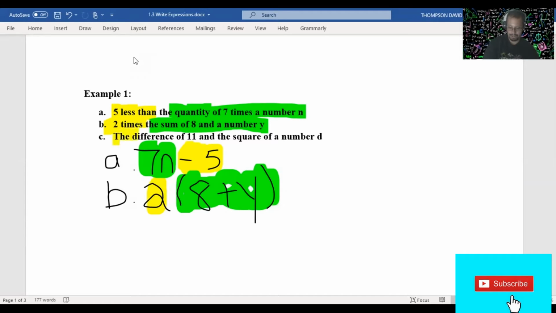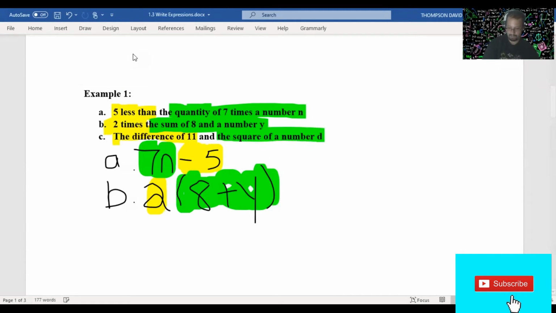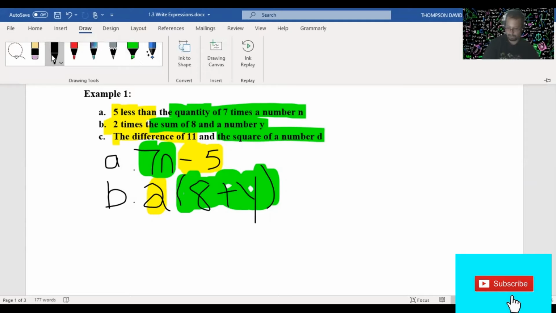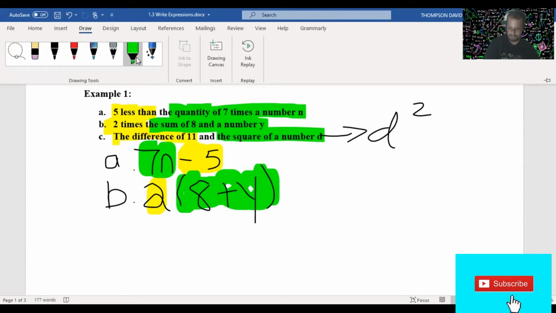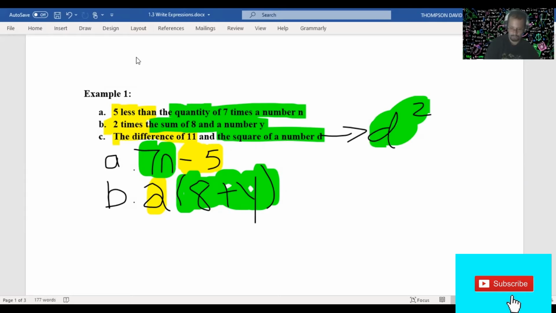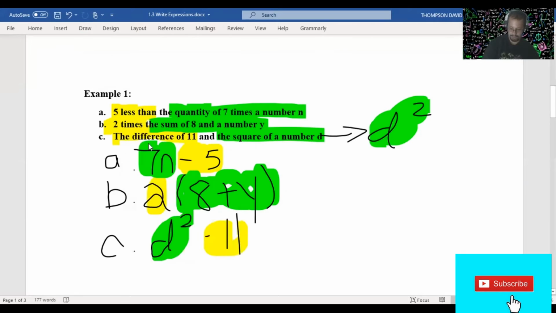C, the difference of 11 and the square of a number d. When we say the square of a number d, this means we are talking about d squared. We'll also highlight that in green. So for C, we would say d squared minus 11. We'll highlight the d squared in green. We'll highlight the minus 11 for the difference of 11 in yellow, and we are done.